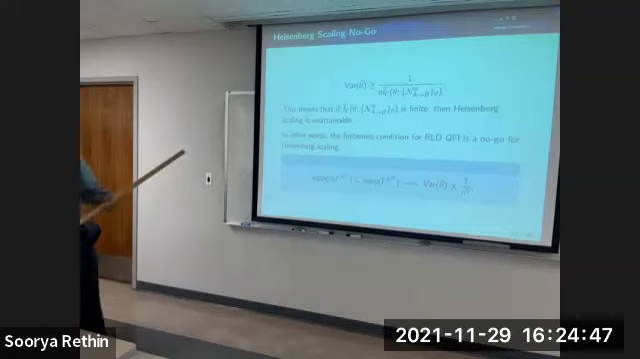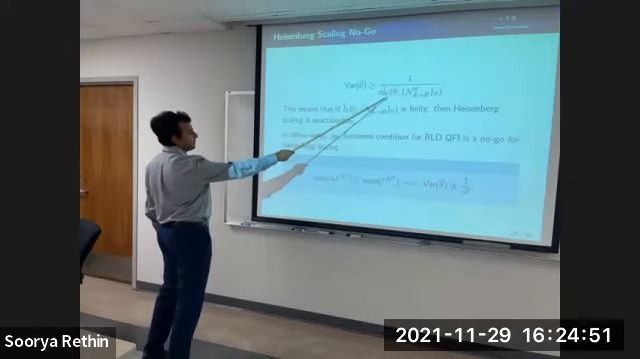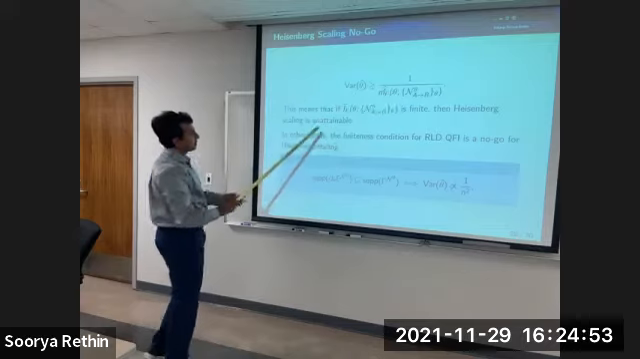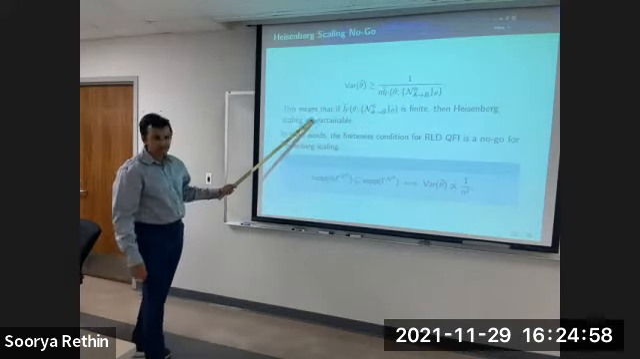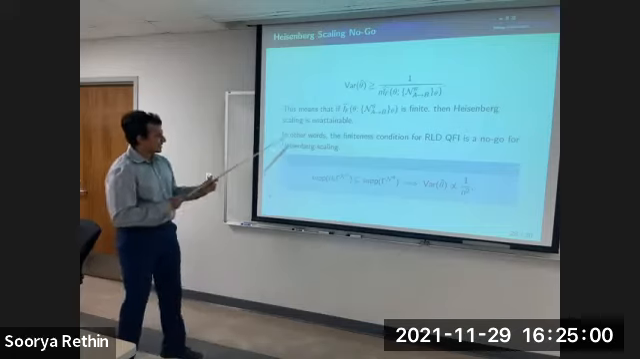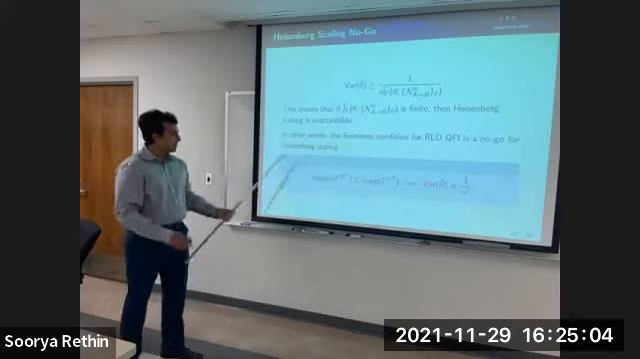The last thing is just a repetition of what I said. That this is the RLD Fisher information based Cramér-Rao bound. If this quantity is finite, as I said, then Heisenberg scaling is unattainable. And finally, I'm actually going to explicitly write down the finiteness condition of the RLD Fisher information.